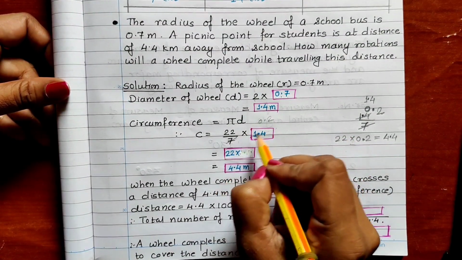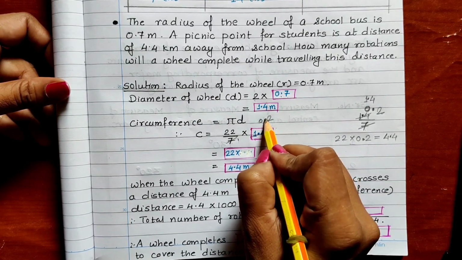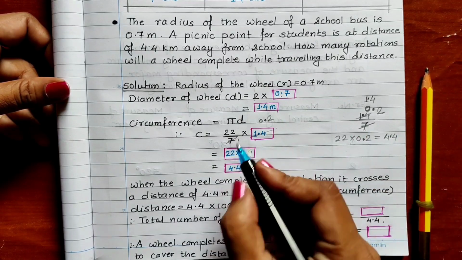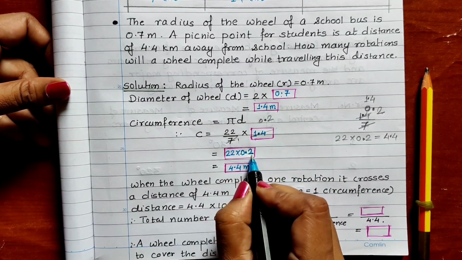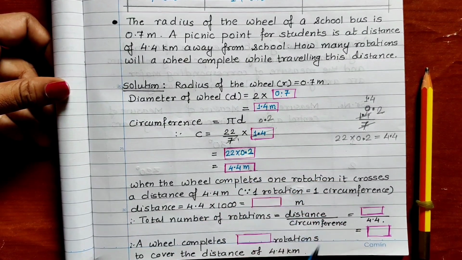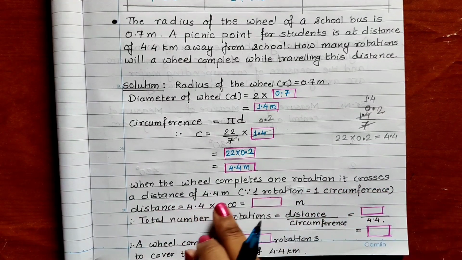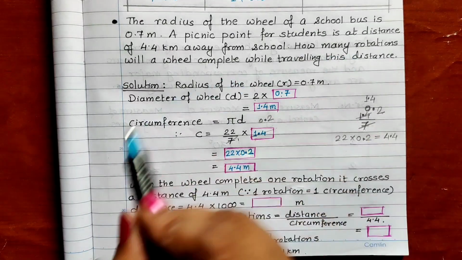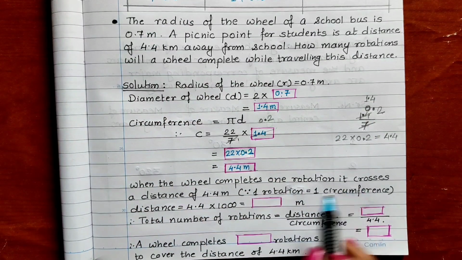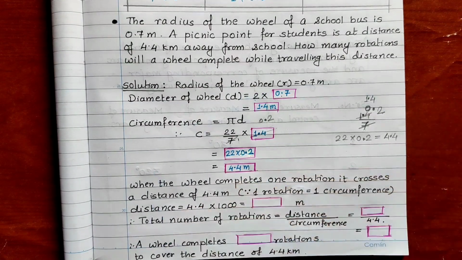Because after cancellation I got 0.2 here. 7 1s are 7 and 7 2s are 14, so here I have got 0.2. So 22 into 0.2, answer is 4.4 meter. Now what is next? When the wheel completes one rotation, it crosses a distance of 4.4 meter. From this what we can say is that when the wheel completes one rotation, it crosses the distance of 4.4 meter. So one rotation means what? One circumference of the wheel. One circumference of the wheel means one rotation.